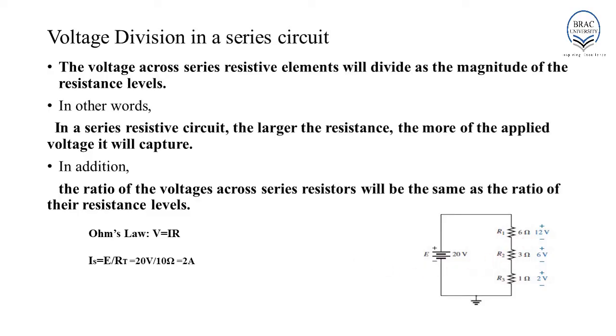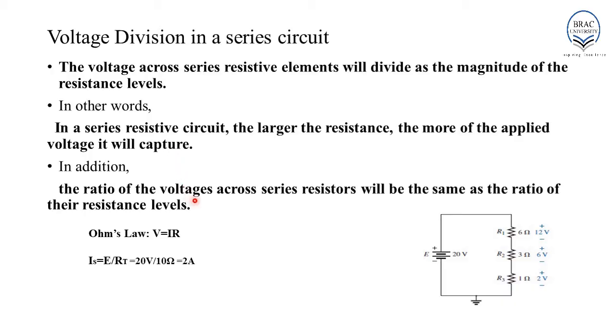This is what the voltage division rule states. The voltage across series resistive elements will divide as the magnitude of the resistance levels. In other words, in a series resistive circuit, the larger the resistance, the more of the applied voltage it will capture. That is, the larger the resistance, the more applied voltage will be required for the current to flow.